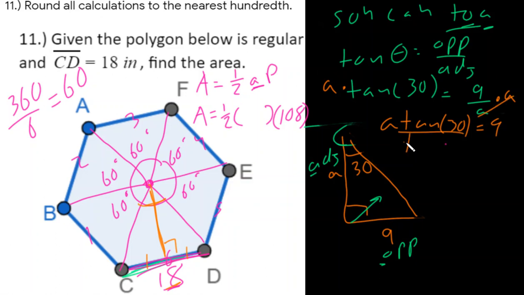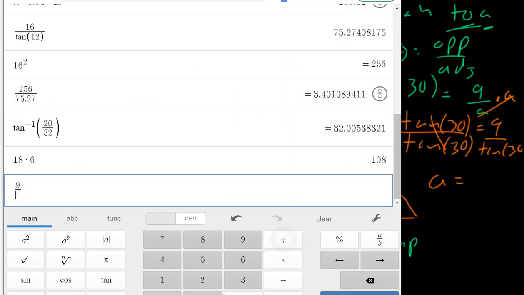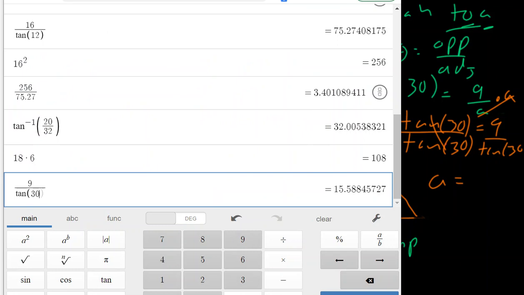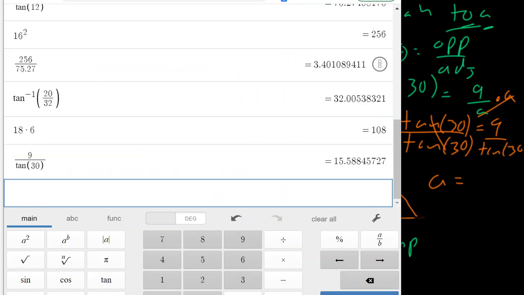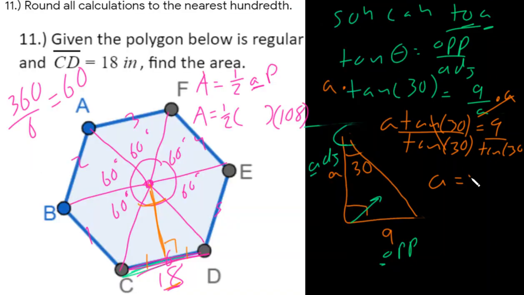And we can divide both sides by the tangent of 30. And let's see what we get. 9 divided by the tangent of 30 would be what? Well, that's going to give us 15.588. Now, it's up to us to ask ourselves, does this third 8 round my hundredths place 8 up to a 9? And of course the answer is yes. So our A value will be 15.59.